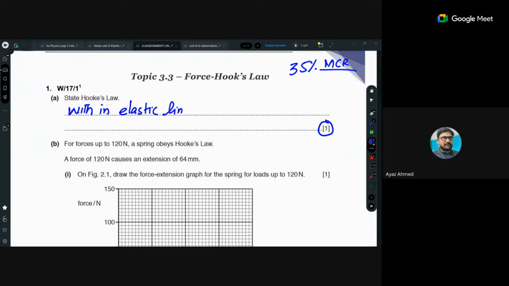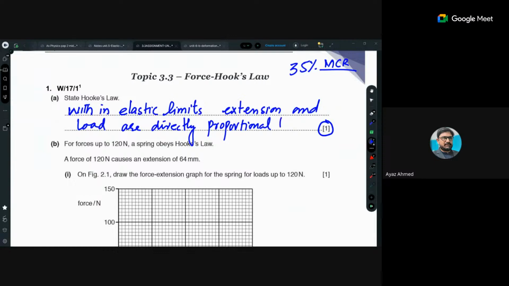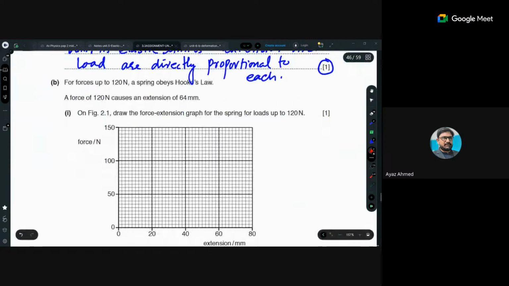Within elastic limits, extension is directly proportional to the load. It's very simple, na? Extension and load are directly proportional to each other. That's it. Very easy definition for you. So in the exam you have to write this: within elastic limits, extension and load are directly proportional to each other.